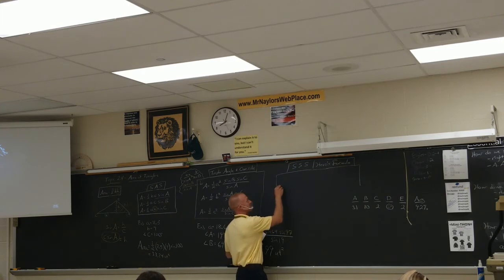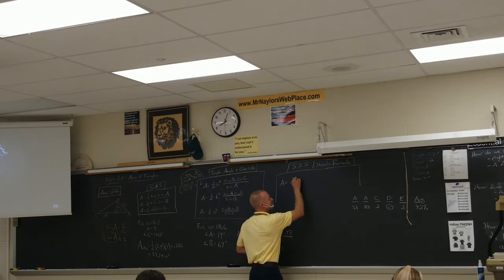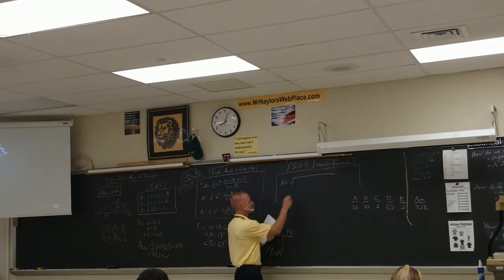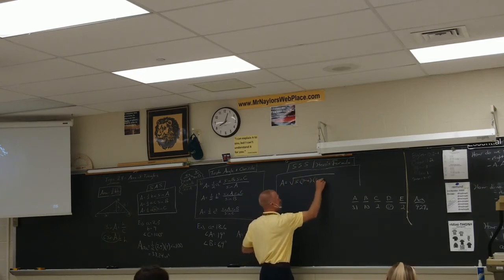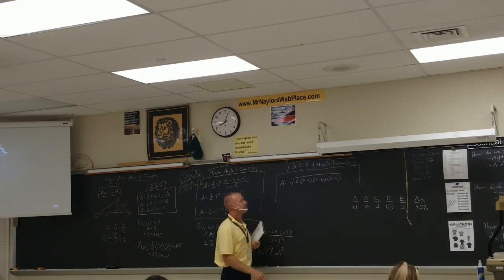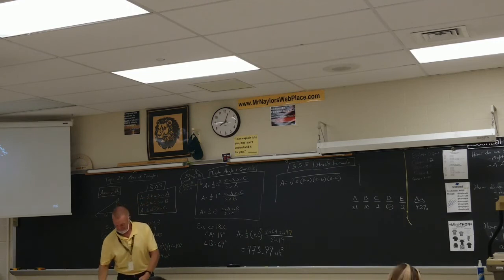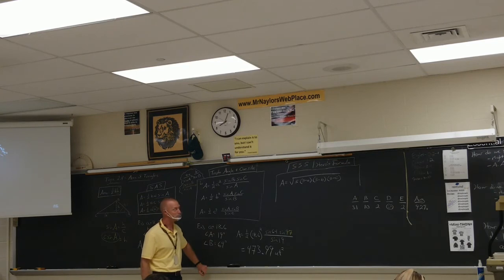Here's the side formula. It's kind of unique. Right away, it's got a square root, and then it's s minus a, s minus b, times s minus c. So it's the square root of s times s minus a, s minus b, s minus c.